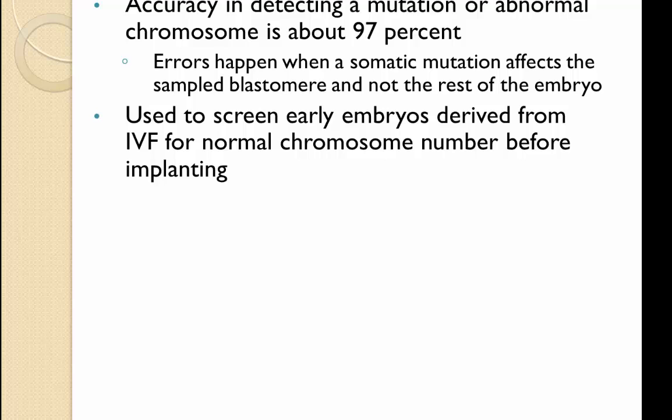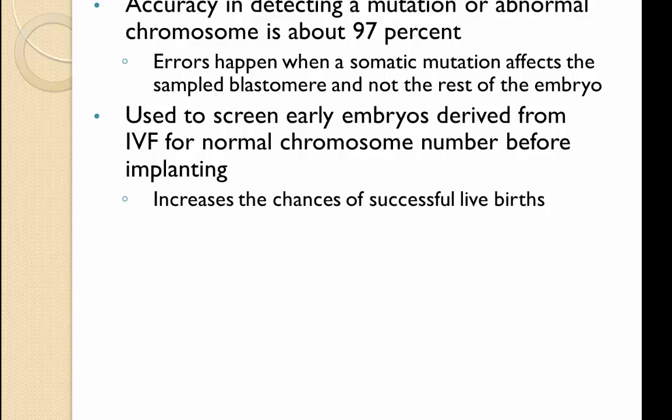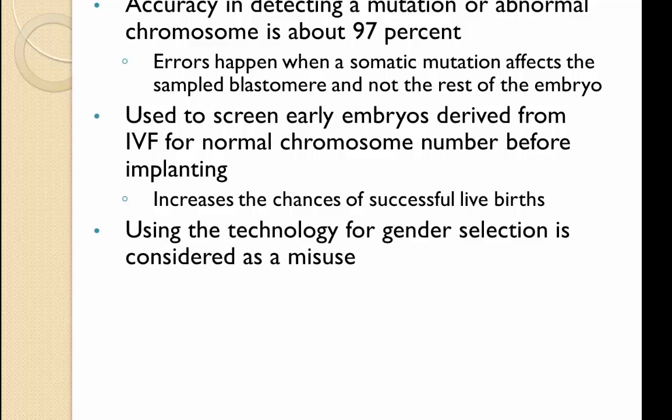It can be used to screen early embryos for normal chromosome numbers before you implant them, to make sure we don't have a trisomy, or only a single chromosome where there should be 2, or that those chromosomes are normal looking. It helps increase the chances of a successful live birth. The technology is sometimes used for gender selection, but people consider that to be a misuse of the technology.